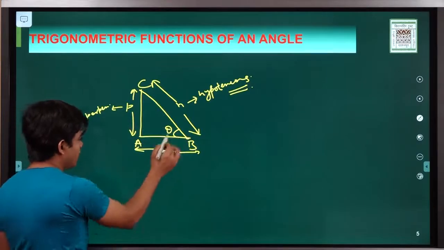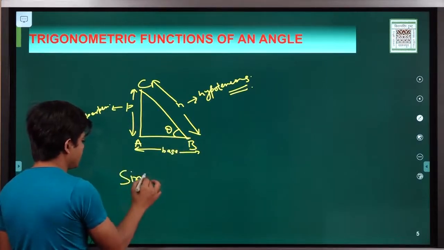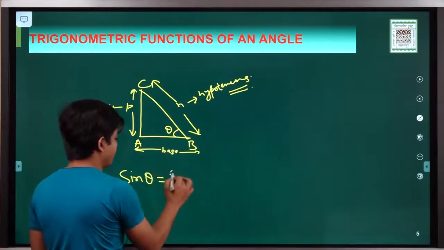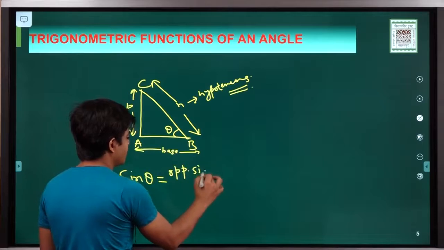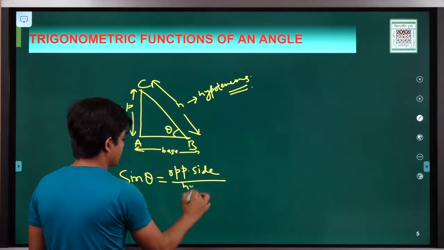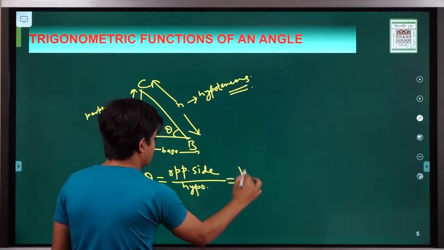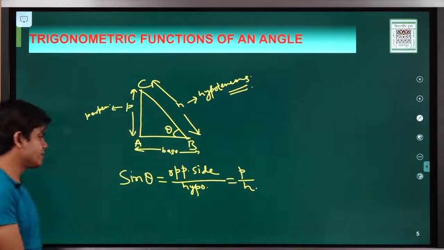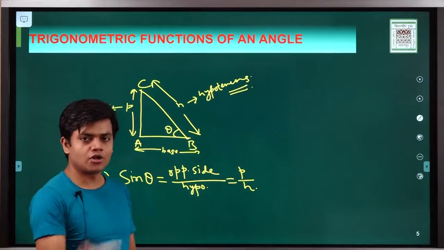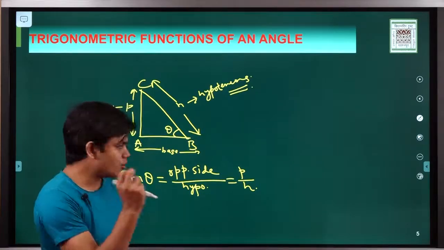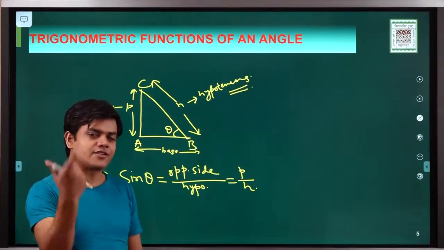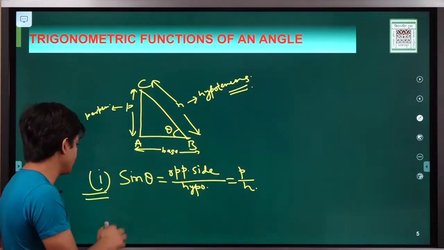So first of all, let's call sine theta. This is the ratio between the opposite side of the angle, the opposite side, upon the hypotenuse. So it will become P by H. All right, so this is your first trigonometric ratio. I have discussed in the previous slide that 6 ratios were there. So now we are going to name those.